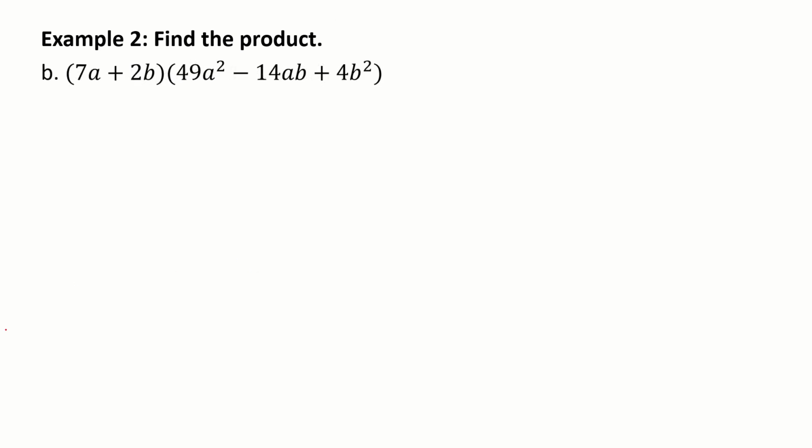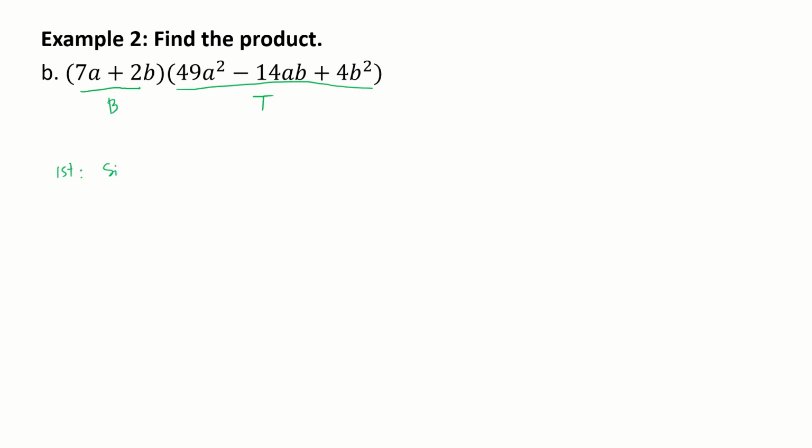Okay, let's have the last example. The quantity of 7a plus 2b, that's our binomial. And our trinomial is 49a squared minus 14ab plus 4b squared. So now check whether the checklist for the product of binomial and trinomial will fit the given.